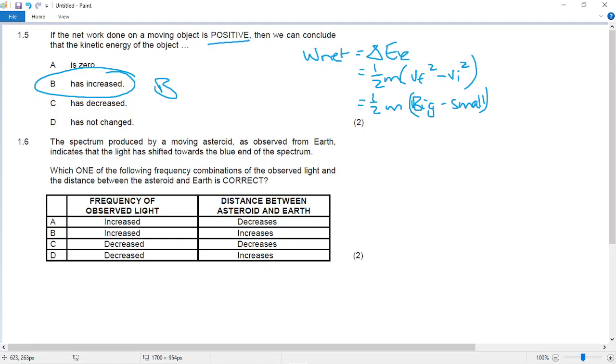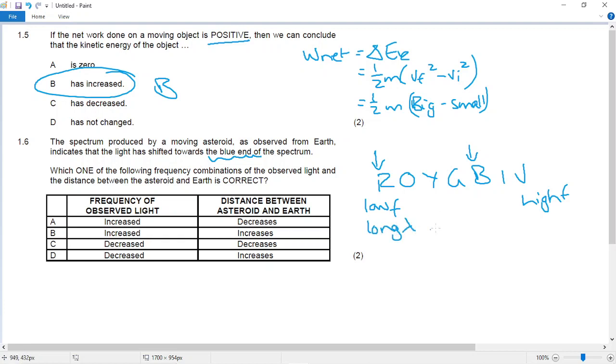The spectrum produced by a moving asteroid as observed from Earth indicates that the light has shifted towards the blue end of the spectrum. Remember the spectrum? Red, orange, yellow, green, blue, indigo, violet. And we usually say the thing is either red shifted or blue shifted. So when we look at this, this is a high frequency. This is a low frequency. And so this means if you are a low frequency, you have a long wavelength, and this one has a short wavelength. Okay, so if we are blue shifted, if we've gone this way, then the frequency has increased.